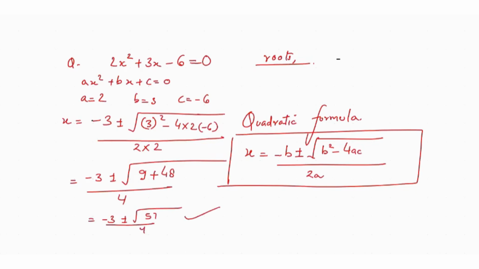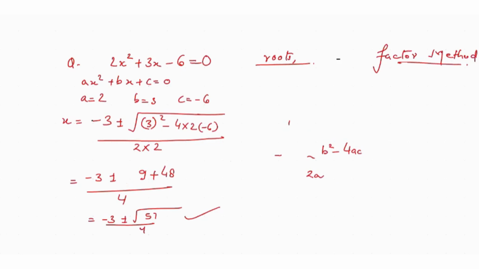Now, this is when you are using the quadratic formula. Do you know how to solve without using the quadratic formula, that is by the factor method? How do we solve the equation by the factor method? We take a and c, and then we just do the product. Yeah, very good. That means you're aware of it.